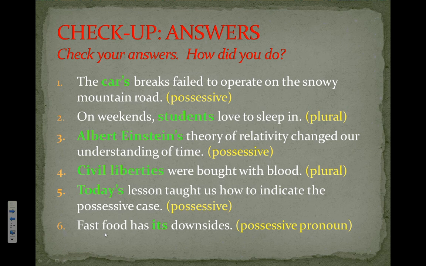And last but not least, this was probably the trickiest one on here. Number 6, fast food has its downsides. This is possessive, but because it's a pronoun, remember, possessive pronouns do not use an apostrophe. If you selected the apostrophe, what you're actually saying is fast food has it is downsides. It apostrophe S means it is. It's a contraction. And it's not possessive. So you want to be very careful that you don't add an apostrophe where you don't need one on a possessive pronoun. Let's move along.